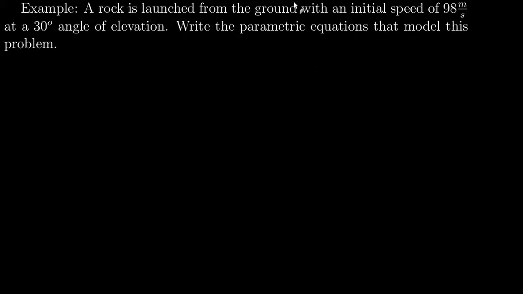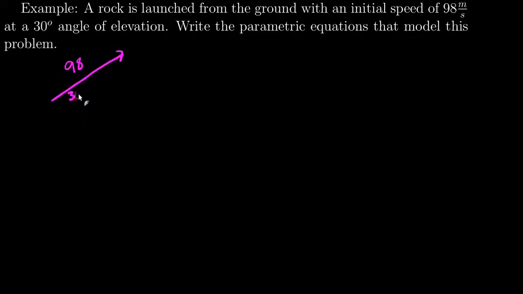So a rock is launched from the ground with an initial speed of 98 meters per second at a 30-degree angle of elevation. Write the parametric equations that model this problem. Okay, so in here, from the ground means y naught is 0. There's no point in saying x naught is anything different than 0 in this problem because it doesn't matter where I start this. So I'm going to draw a little diagram. You don't need to draw the diagram once you get it. This magnitude here is 98.